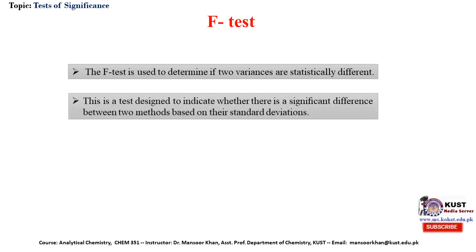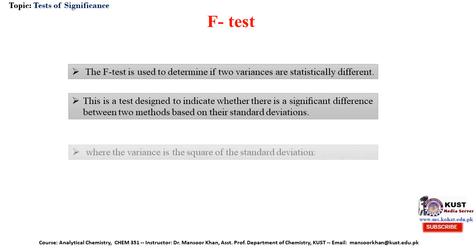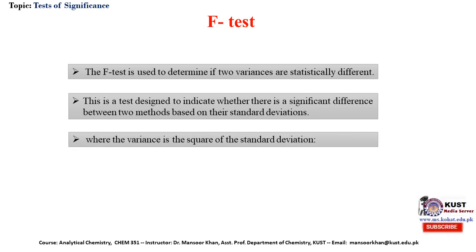This is a test designed to indicate whether there is a significant difference between two methods based on their standard deviation. Standard deviation is also related to variance. So when the words standard deviation and variance come, it means that we are talking about precision, where the variance is the square of the standard deviation. This we have already discussed in our previous slide.